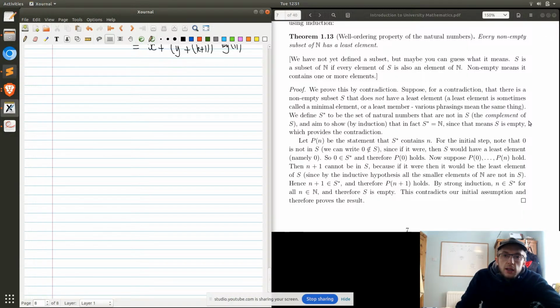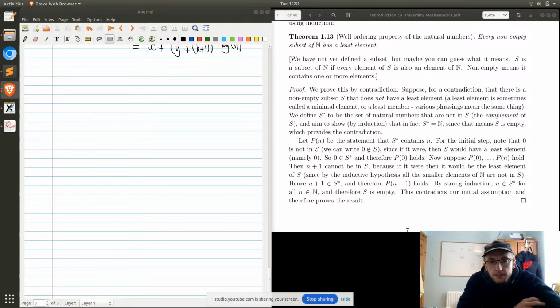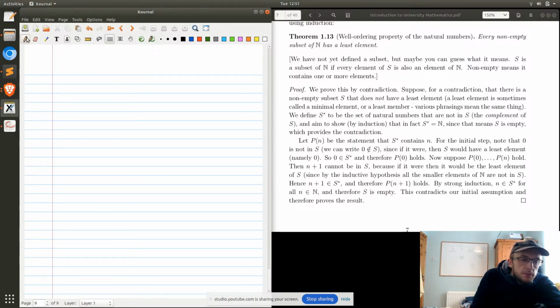Okay, so it looks like they're going to prove this by contradiction. So what does that mean? Proving by contradiction means imagine the complete opposite of what you're trying to prove, the logical opposite, and then show that that leads to absurdity. And therefore, the original proposition itself must hold.